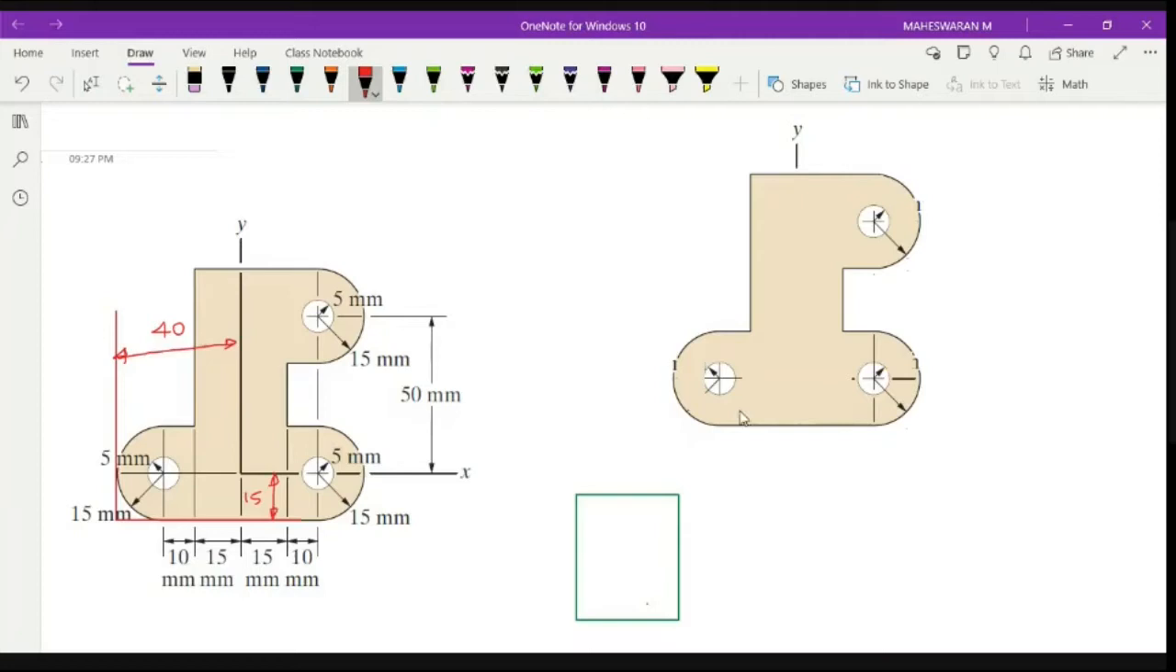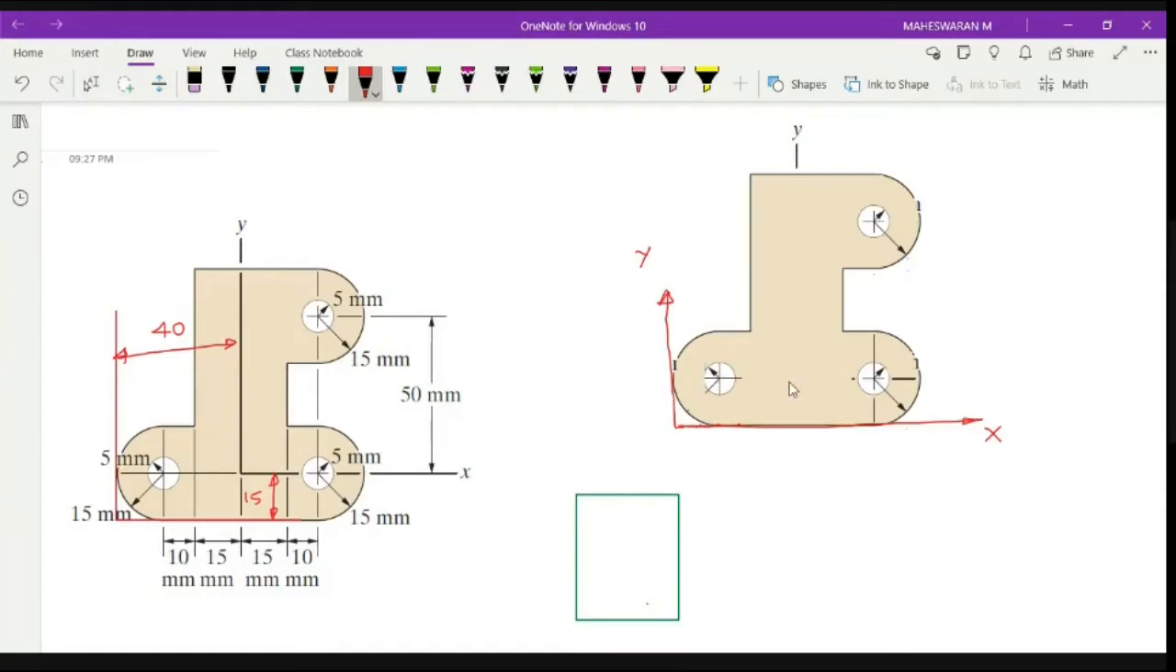Now, you know that I am fixing my axis here in the first quadrant like this. This is my axis. Okay, so this is my y-axis and this is my x-axis. Let us identify with respect to this. That is my first point. The second one is you have a bit of complications. You can see that all these semicircles have the same dimensions: 5, 15. Similarly, this also 5, 15. This is also 5, 15. And all are 10 mm rectangles.